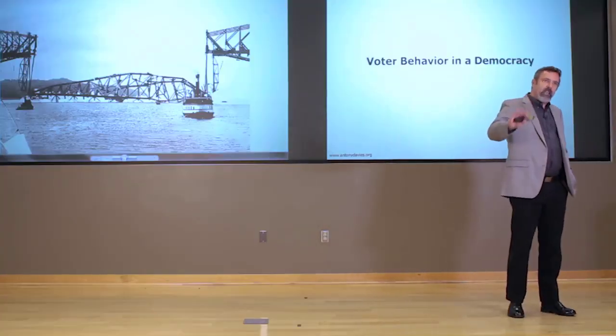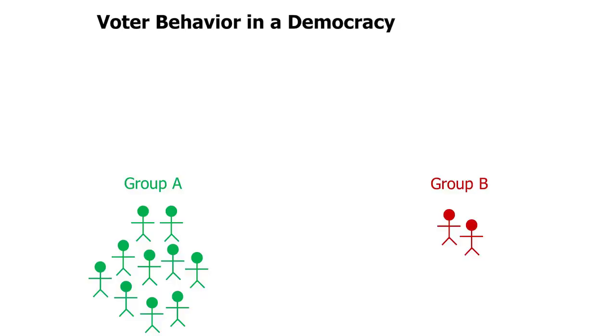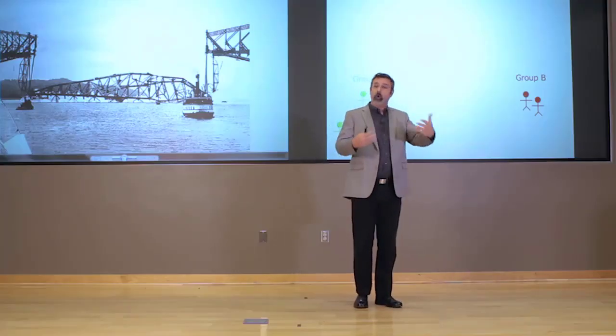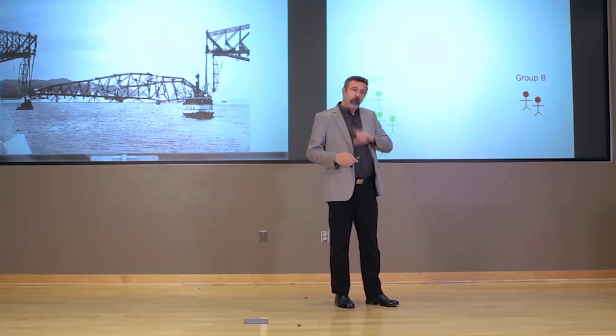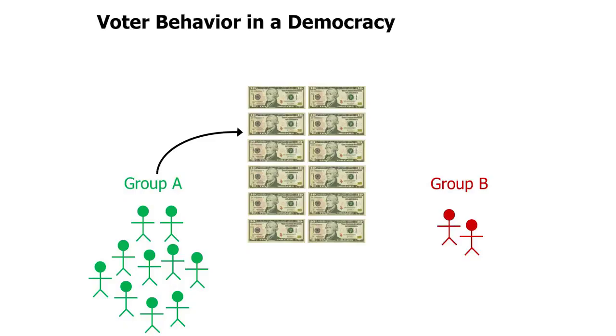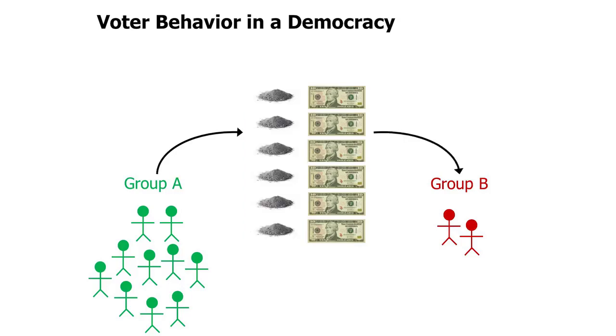Think about voter behavior in a democracy. Suppose we have two groups of people. A large group of people over here, we'll call this group A, and a smaller group of people, group B. And I'm going to propose a law for this group of people. And the law goes like this. We will take $10 from every person in group A, burn half of it, and whatever's left we'll give to the people in group B.